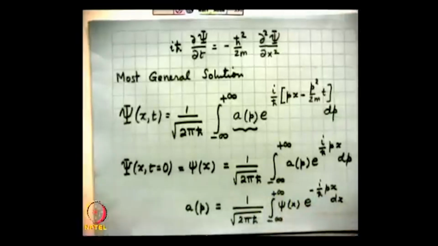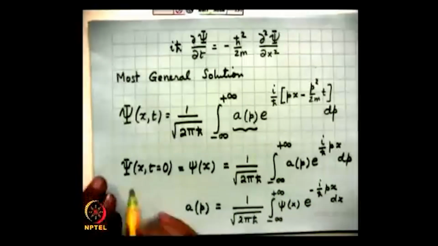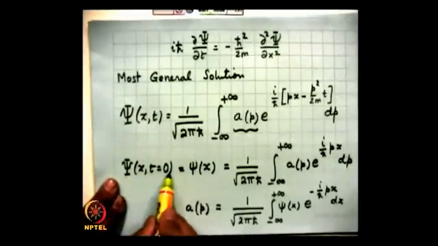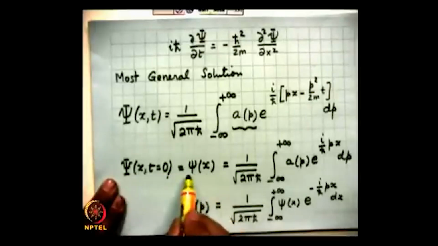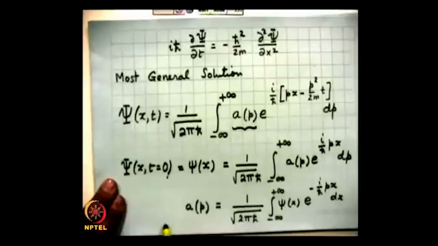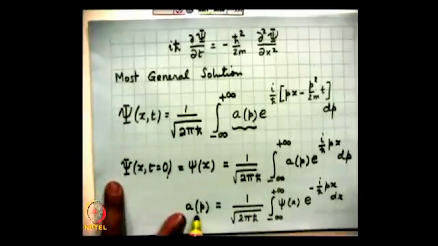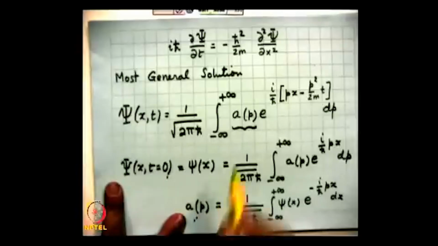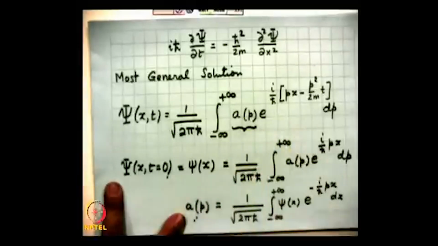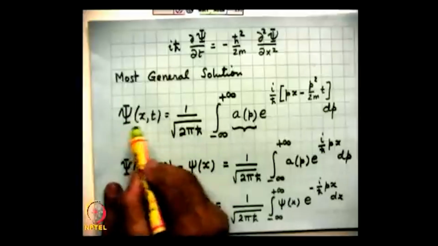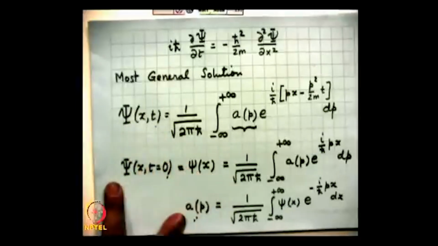So, the recipe is the following. I already know the initial wave function psi of x. From the knowledge of psi of x, I can calculate a of p. Once I know a of p, I will substitute it in this equation and carry out the integration to find out what is psi of x comma t. So, that is the complete solution of the problem.